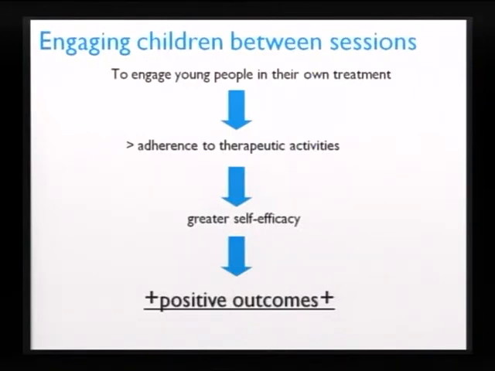So this is a kind of simpler example to talk about. The idea here is that if we engage young people more in their own treatment between the sessions, get greater adherence to therapeutic activities, well, that in itself could be a nice outcome, but this could also lead to a greater sense of self-efficacy. They're successfully carrying out these things. They have some element of control over the therapy, and this in turn can lead to positive outcomes because self-efficacy is associated with better outcomes.